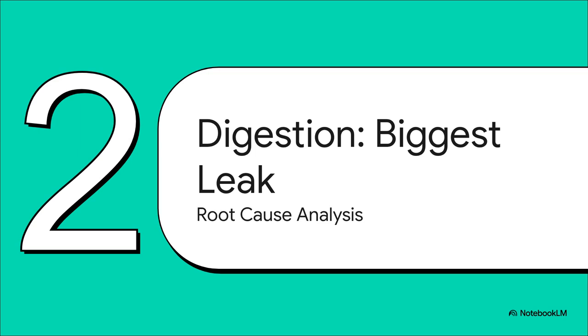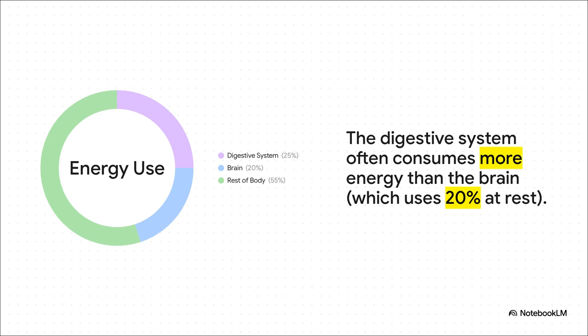Okay, so we've moved from the what to the why. If the system is suffering from a massive power drain, the next logical step for any engineer is to run a root cause analysis to find the primary leak. So where is all the energy going? So where is the leak? Well, we all know the brain is a huge energy hog, right? It consumes about 20% of our resources just at rest. But Alex identifies an even bigger culprit, especially under our modern conditions, the digestive system. This right here is the source of our primary energy leak.